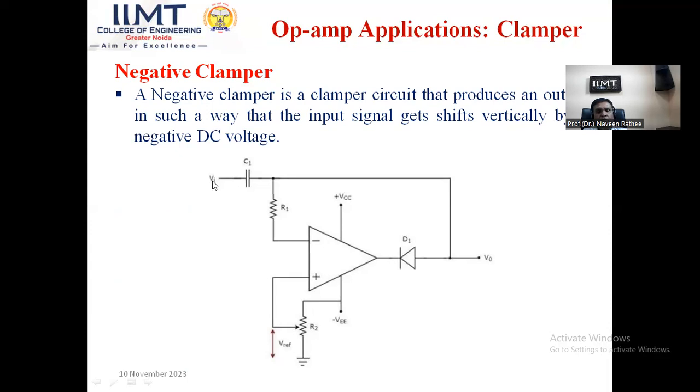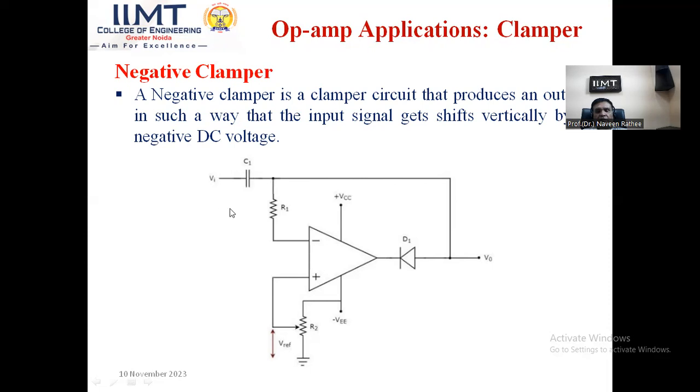The input voltage, now diode will conduct when you get output of the op amp as a negative. So it means you require positive cycle. So when positive cycle is there, phase will be inverted, diode will be in forward bias, diode will be short circuited, the current will flow, and when current is flowing, what will be the output? The output which will be across here, that is only the reference voltage.